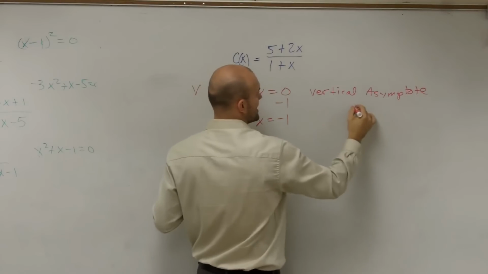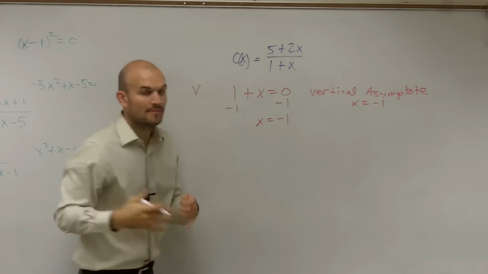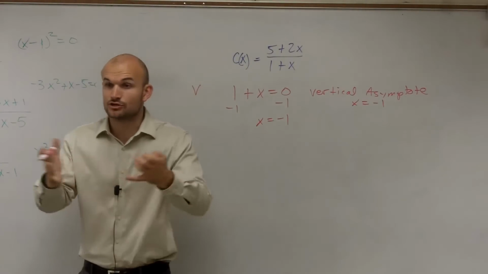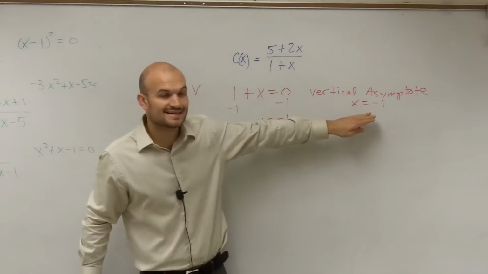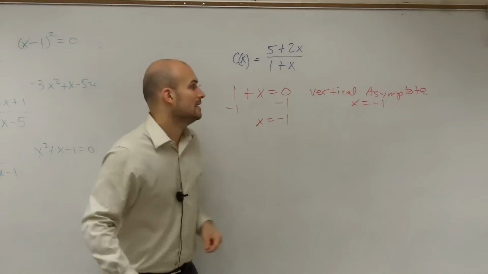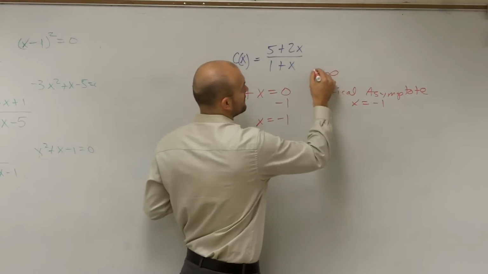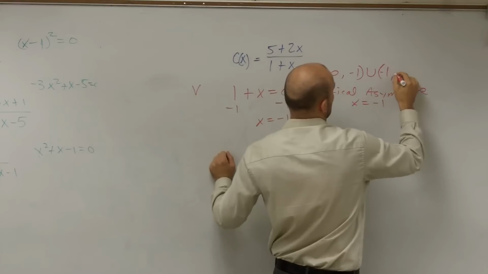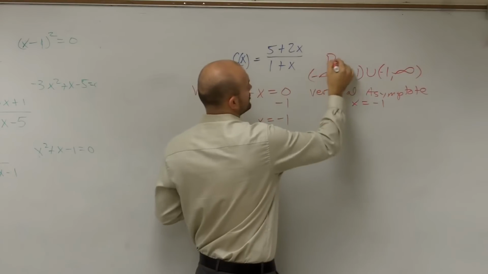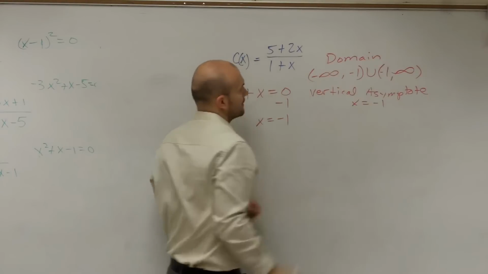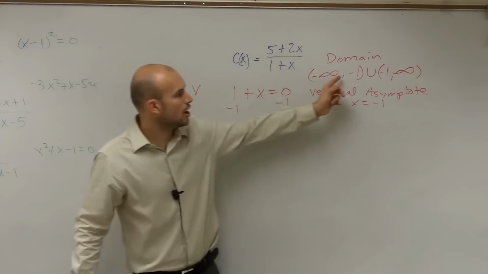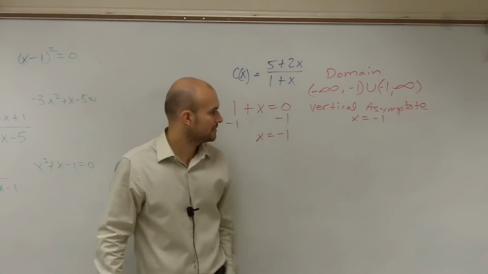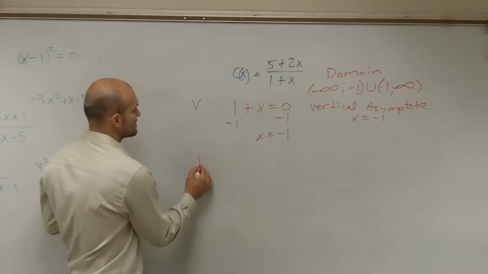So your vertical asymptote is when x equals -1. That means your domain is going to be, I mean, we're not working with domain right now, we're not asking, but your domain is all real numbers except when x equals -1. And we can write that as from -infinity to -1 union -1 to infinity. That would be your domain, FYI. That means all from -infinity to infinity, which are all real numbers, except for our value -1.